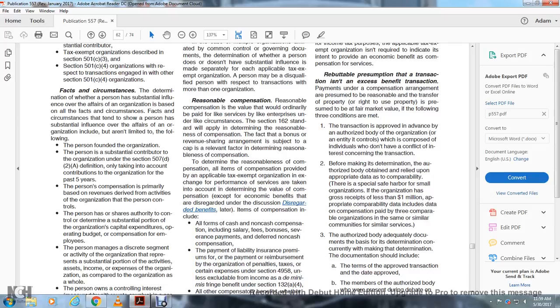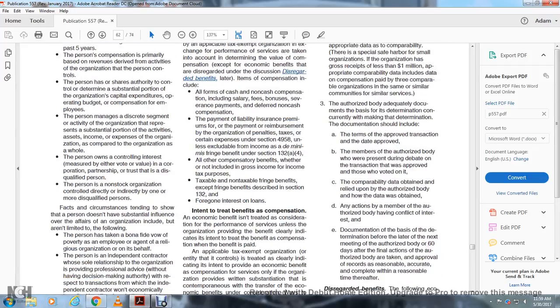The transaction is approved in advance by the authorized body of the organization, composed of individuals who do not have a conflict of interest concerning the transaction. Before making the determination, the authorized body obtains and relies upon appropriate comparability data. There is a special safe harbor for small organizations with gross receipts of less than $1 million. Appropriate comparable data includes compensation paid by three comparable organizations in the same or similar communities for similar services.